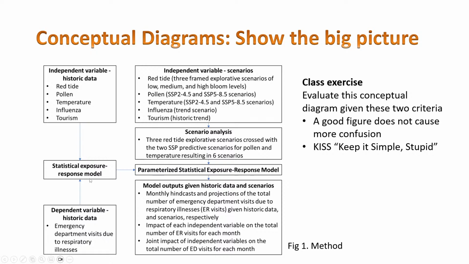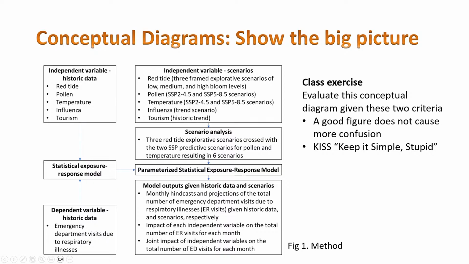The output of this step would be to parameterize the statistical exposure model. I will input my future data to it, and this will be my model output. So the model output, given historic data and scenario, is a monthly hindcast and projection of the total number of ED visits, for example, and so on and so forth. That would be the output of this model.